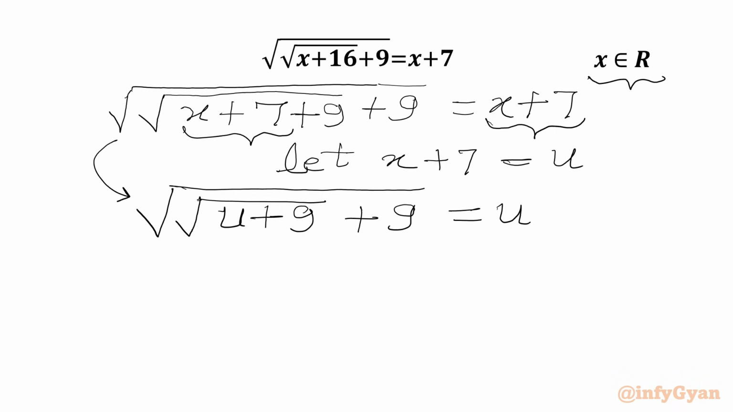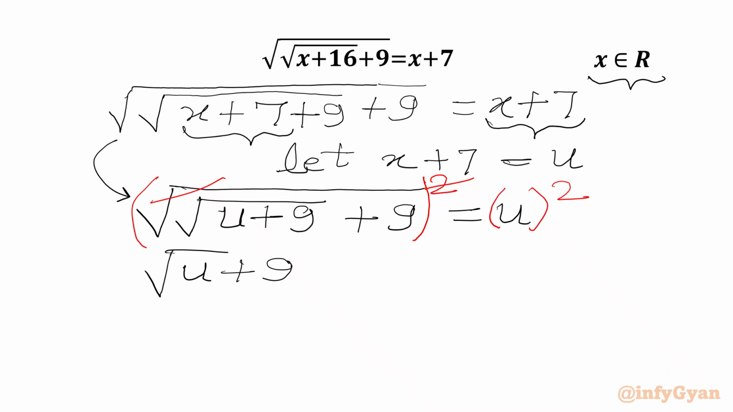Now we have a square root in LHS. So we will consider squaring both sides to remove the square root. So I will put power 2 in the LHS and in the RHS. A square root and a square will be cancelled out from the left hand side. Now we will write square root of u plus 9 plus 9 equal to u square.